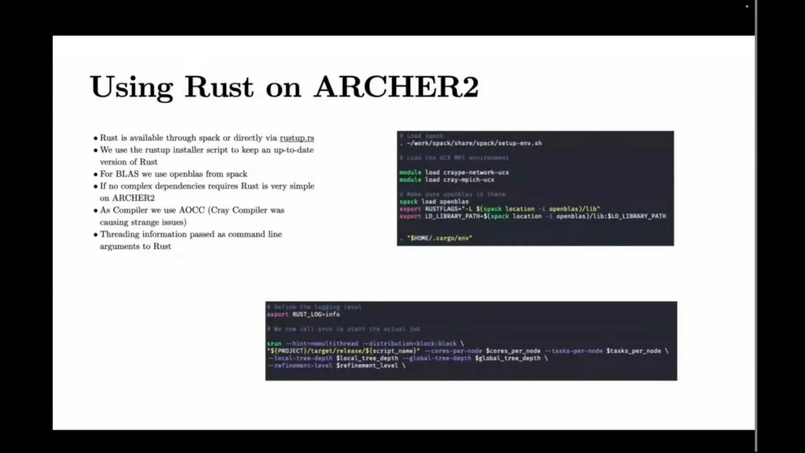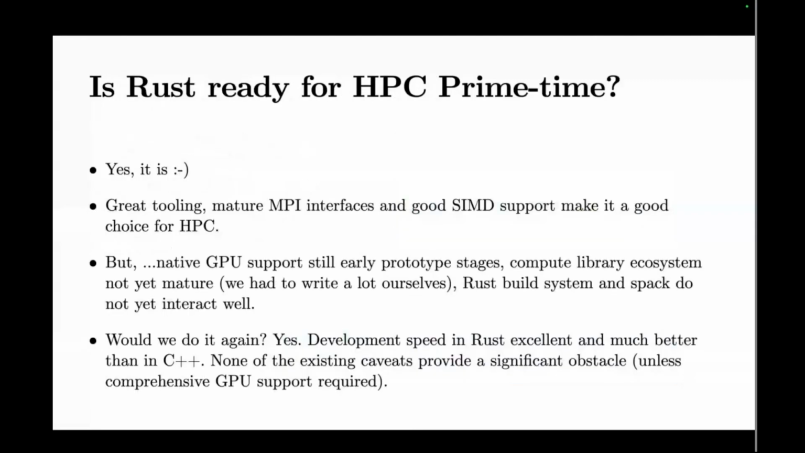And the only thing that's different is the srun command, where we are saying srun, and then we are just going into the project target release directory of Rust and giving the script name. That's just the default location of Rust binaries. If you have a project, it creates a target and a release directory. Everything else is fairly standard. That's really all you need, and that was all that was needed for us to get it onto ARCHER2.